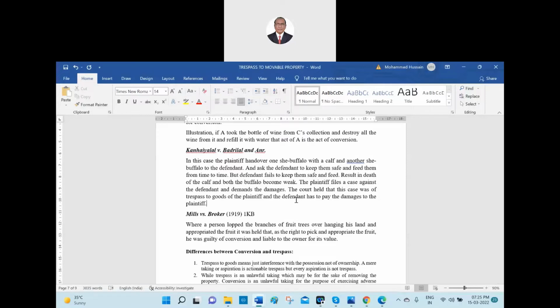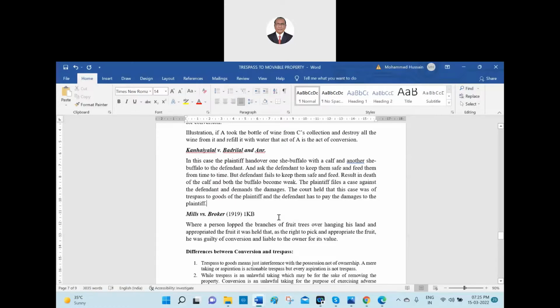Yes, sir. So it amounts to conversion, and the calf became weak because he did not give the fodder. Like I told you, I ate the dal and added water to equalize it, adulterated it; I committed a conversion there. Wine: he has taken some wine from the cask, added some water in it and made the level equal. Yes, it amounts to conversion, because you change the shape of it.